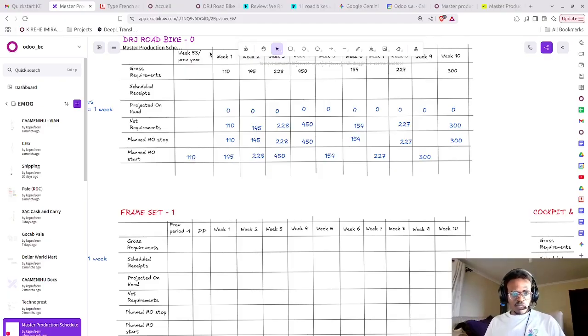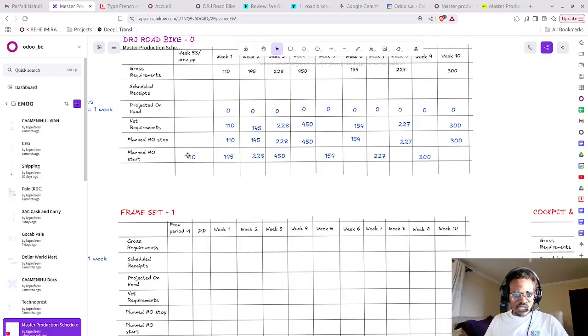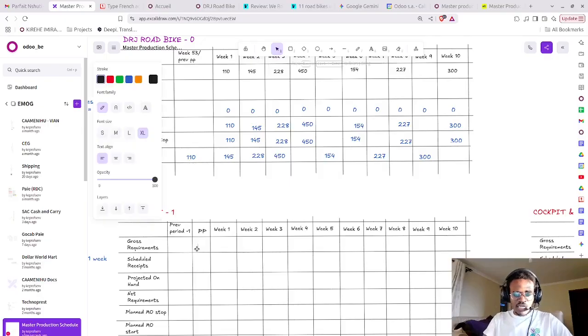So if this is the previous, not previous year, it should be the previous period. So if I'm going to start a manufacturing order 1 week previous to week 1, then that means I have a requirement. So you will see this in the upcoming MPSs. I have period, previous period -1 and previous period and then week 1. So for me to start this manufacturing order, it means that I have a requirement of 110 for this period, right? For this frame set.